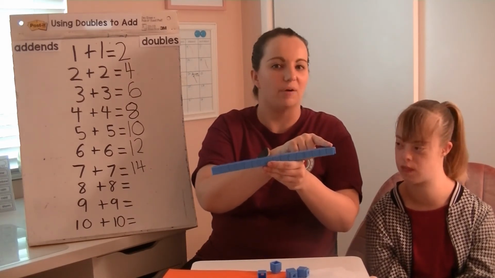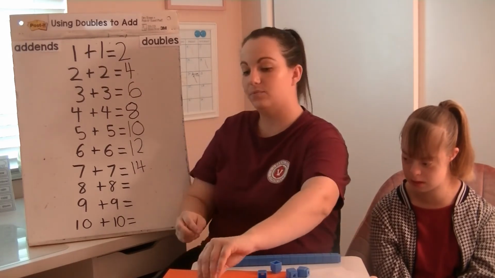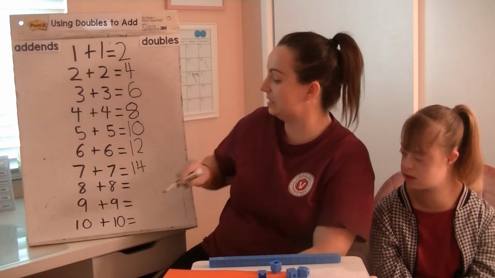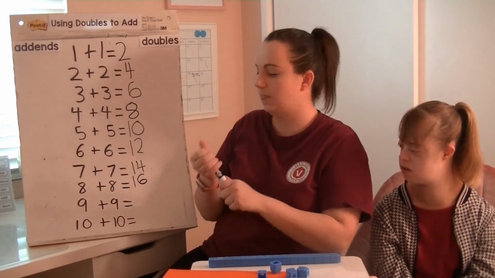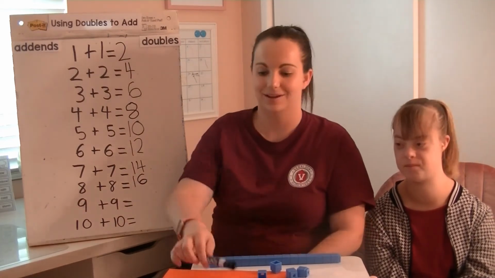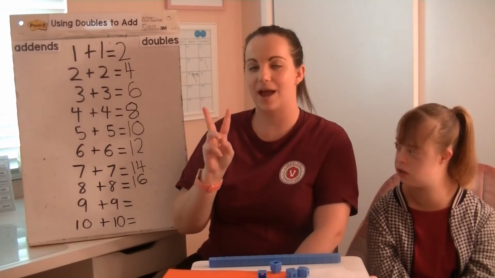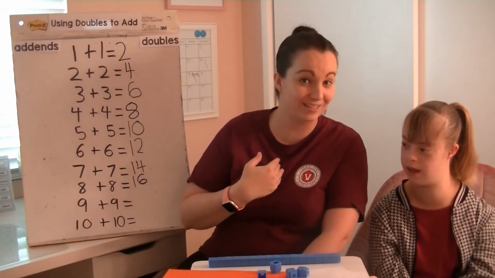16. That took me a while. That's why we count on or add on like we've been learning. But yep, 8 plus 8 equals 16. Oh my goodness. Wow. Look at us go. 8 plus 8 is 16. Okay, we got 2 more math facts to solve and learn, then we'll get to hear me, Miss Nicole, trying to sing a song.